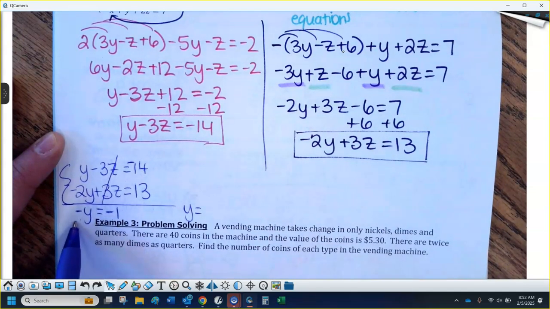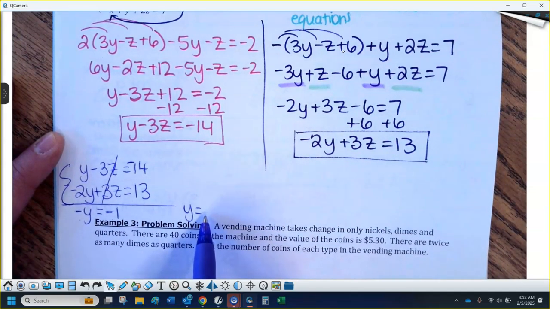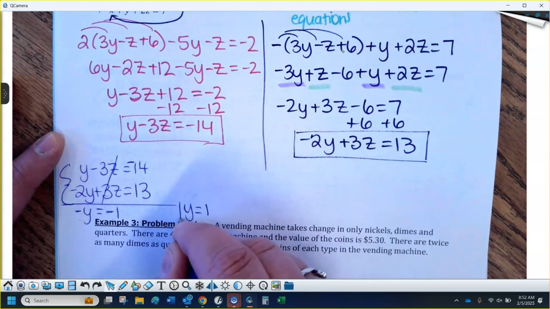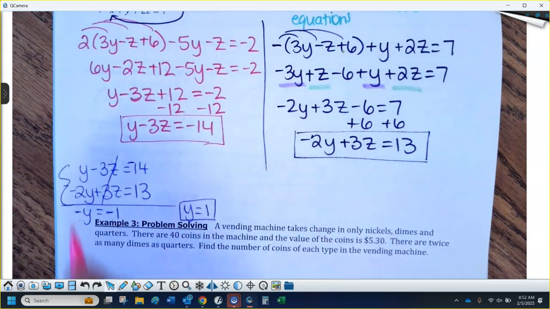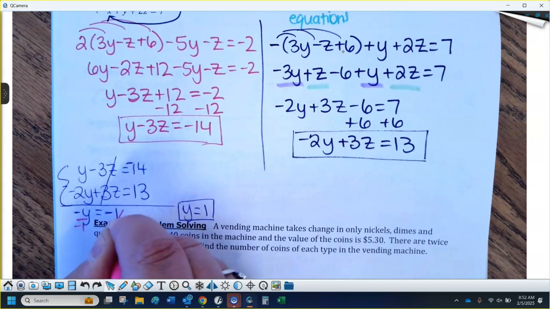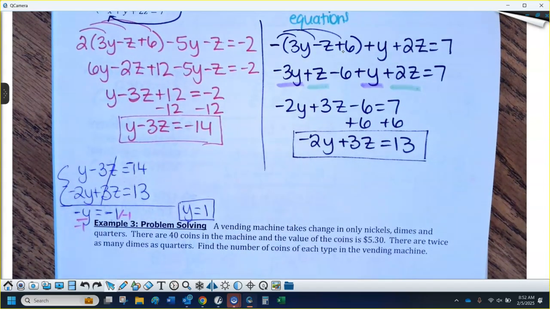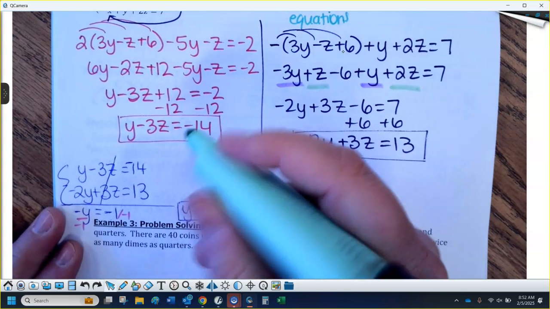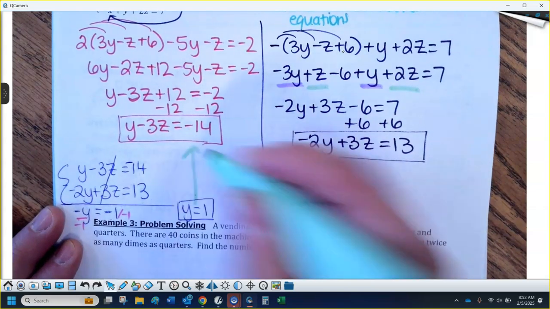If you got a negative on both sides, what's positive y equal to? 1. So the negatives on either side would just cancel out, like if I divided both sides by a negative. So y is 1. Now I just have to back up one step. It doesn't matter which equation you use. I'll just use this one right here.